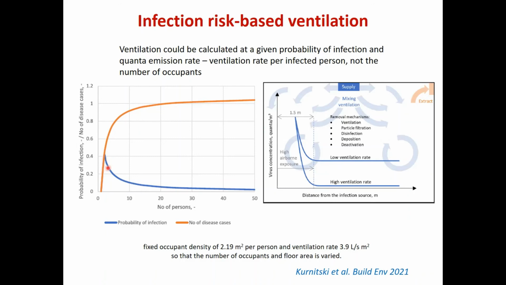And on this figure on the left, this is the probability of infection and the number of new cases in a space with exactly the same occupant density. It's always about 2.2 square meters per person, and the same ventilation rate per square meter. But you have different sizes of rooms and different occupancy. So the bigger room and the larger number of people will have a lower risk of getting infected. But of course, because there are more people in the room, there will be a higher number of infected cases. The probability of infection per person is basically going down, even though the ventilation is exactly the same. So this paper is advocating for a new look at ventilation, and it's not ventilation per person, but ventilation per infected person. The more infected people you have, the higher amount of fresh air you need to protect the others.